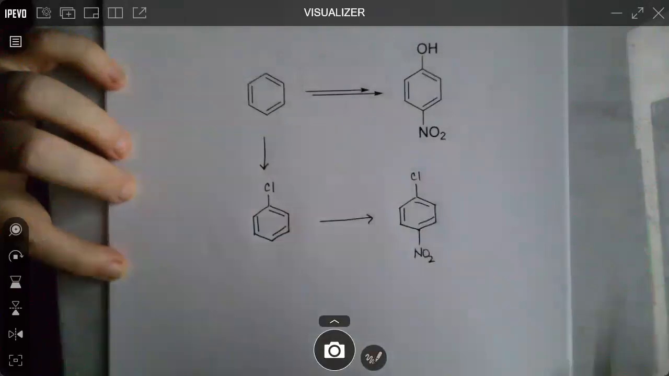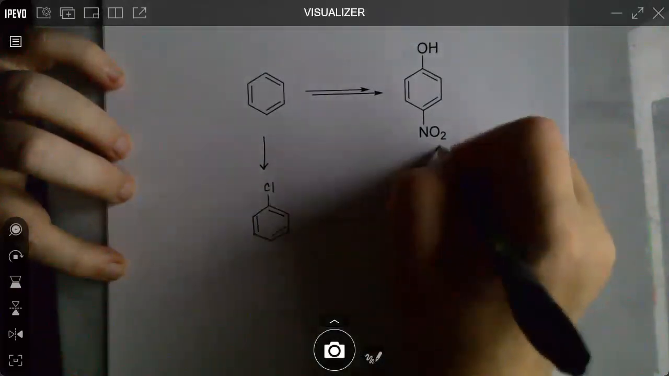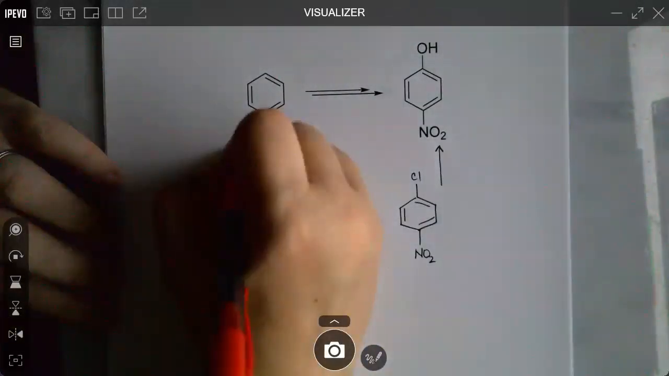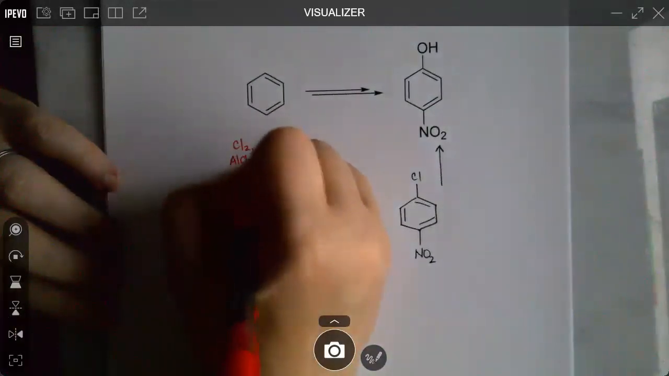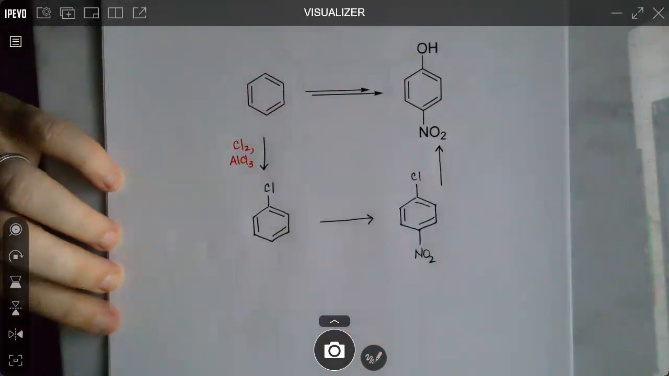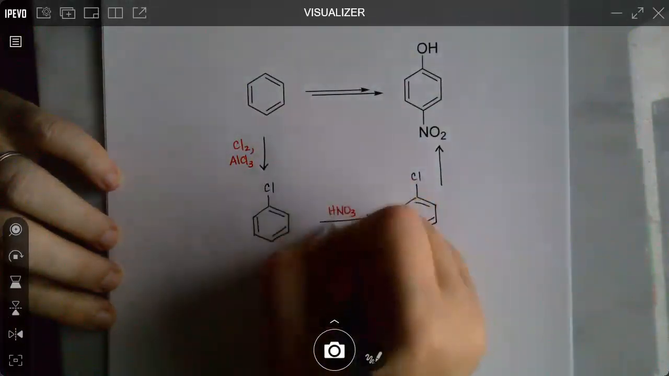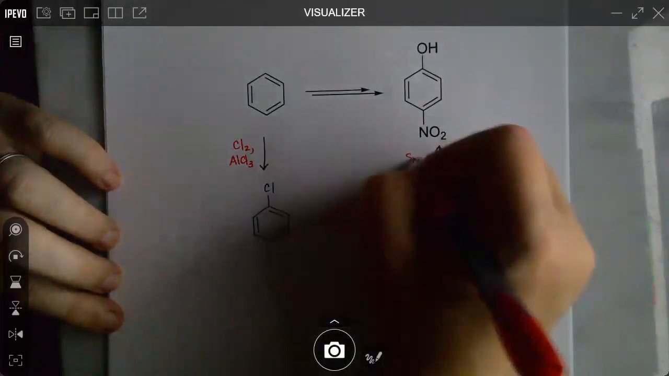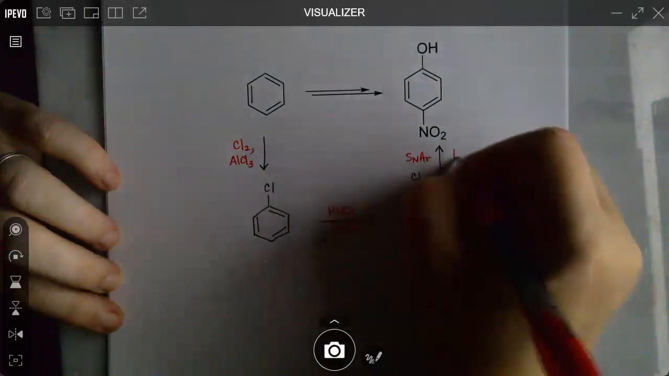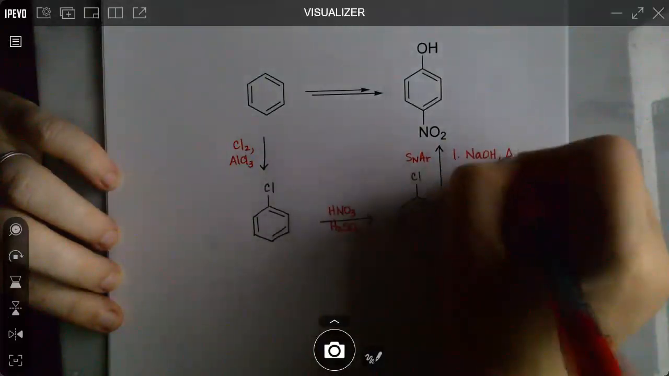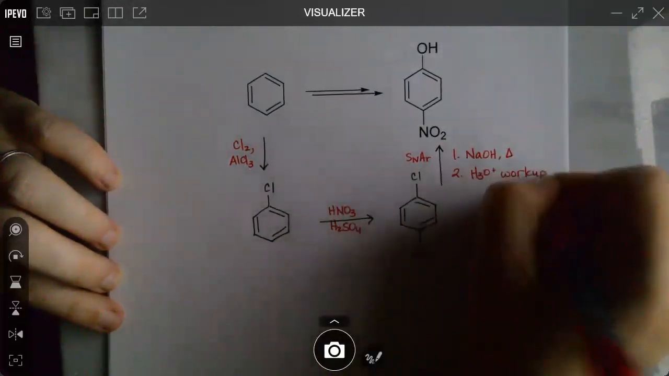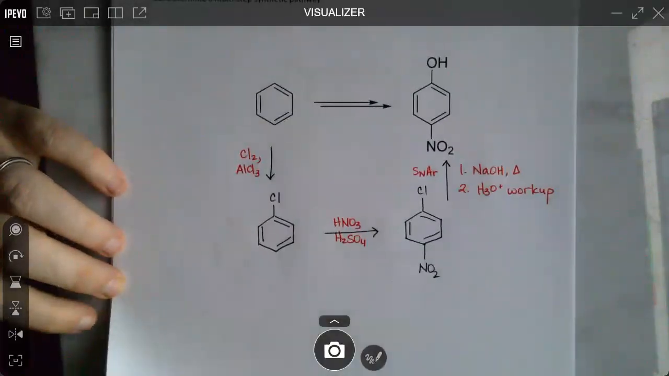And then now that we're set up nicely to do a SNAr reaction, a nucleophilic aromatic substitution reaction, we can use chlorine and a Lewis acid to introduce the chlorine, nitric acid and sulfuric acid to introduce the nitro group directed para by the chlorine, and then the SNAr reaction is done through, again, sodium hydroxide and heat and an acidic workup. So really very similar to the last question.